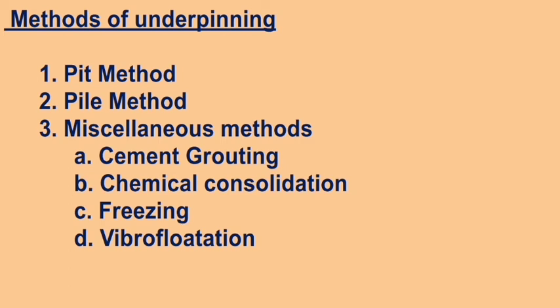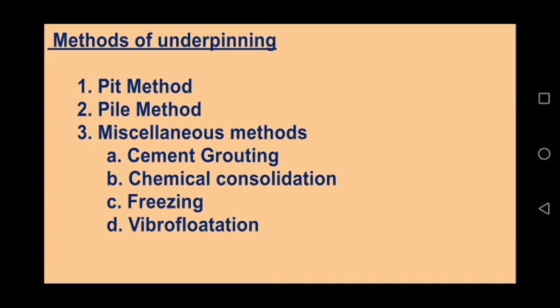Second one, pile method. In this method, the piles are driven along both sides of the existing wall and then needles in the form of pile caps are provided through the existing wall. Third one, miscellaneous methods. There are four types of methods here. First one, cement grouting. Second one, chemical consolidation. Third one, freezing. And fourth one, vibro flotation. These are all about scaffolding, shoring and underpinning.